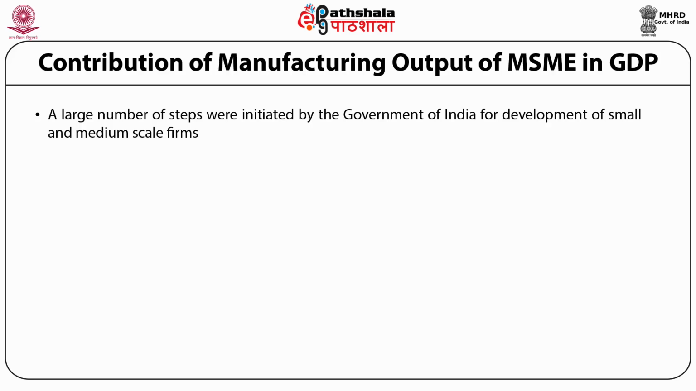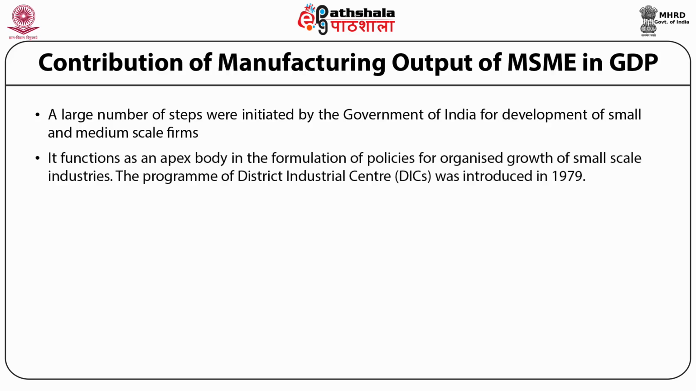Small Industrial Development Organization, that is SIDO, was set up in 1954. It functions as an apex body in the formulation of policies for organized growth of small-scale industries. The program of district industry centers was introduced in the year 1979. The main aim was to establish one agency in each district to provide assistance to small firms for credit guidance and other necessary help. For providing financial assistance to small firms, even the SIDBI, that is Small Industrial Development Bank of India, was set up in 1989.